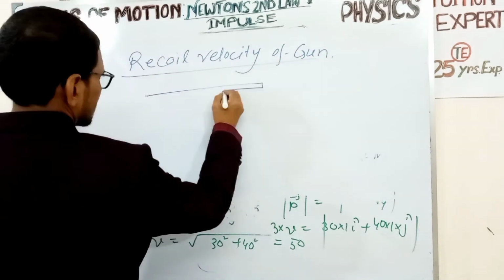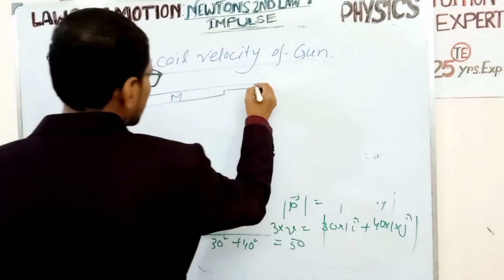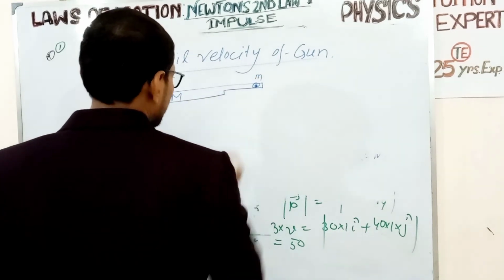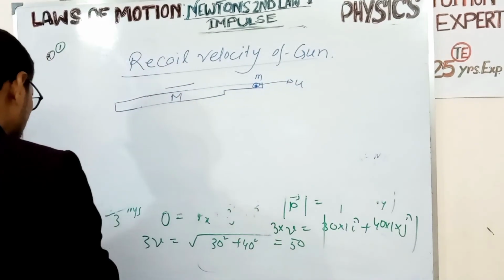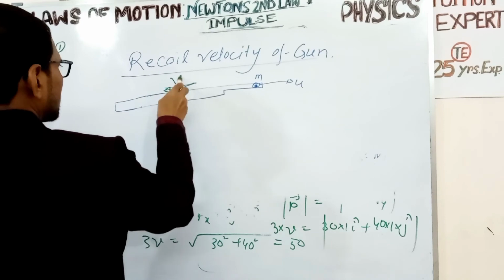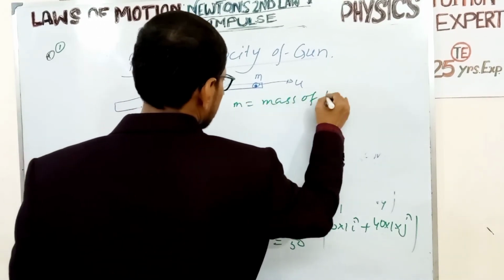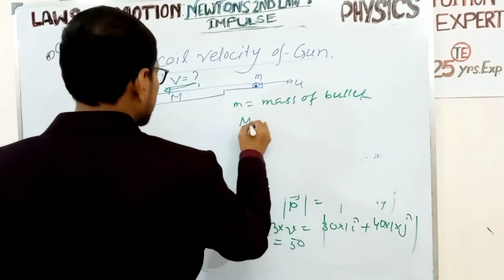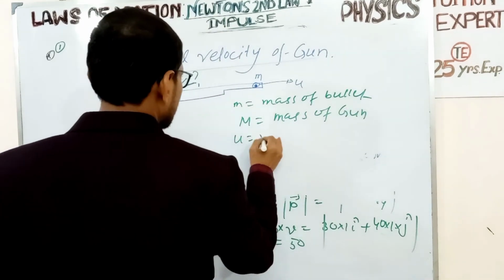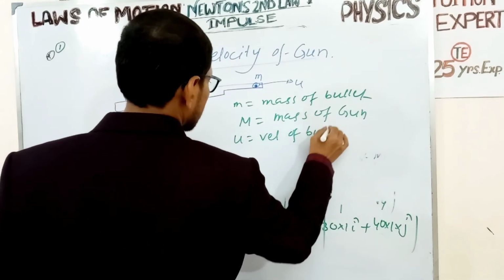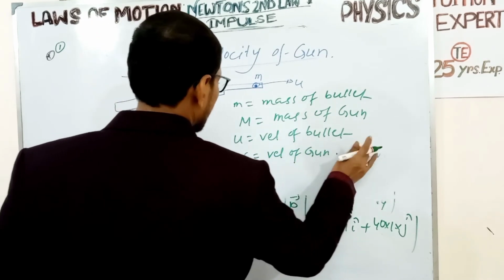Recoil velocity of a gun. Suppose the mass of the gun is M, and a bullet of mass m is fired. When the bullet fires with velocity u, what is the recoil velocity of the gun? Small m is the mass of the bullet, and capital M is the mass of the gun. u is the velocity of the bullet and V is the velocity of the gun. So what is the velocity of the gun?